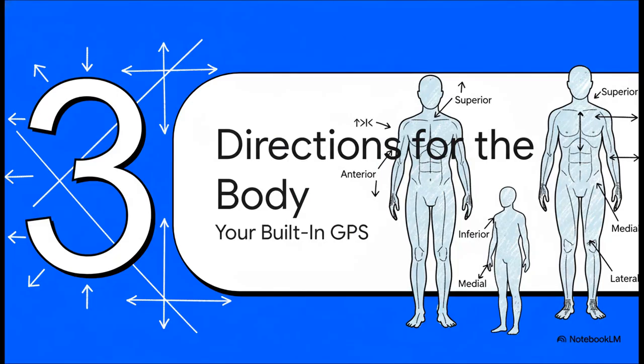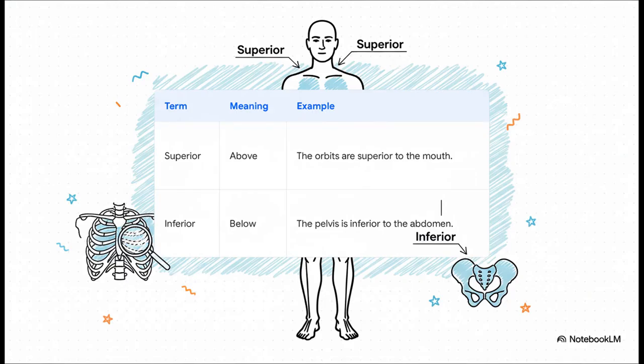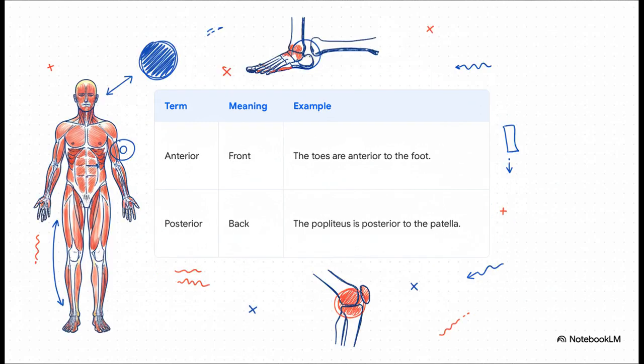Okay, so with our starting point locked in, we can finally learn the core vocabulary, the specific directions for the body. The absolute best way to think about these terms is like a built-in GPS, giving you precise turn-by-turn directions from one point to another. First up, let's talk about up and down. Superior just means above or closer to the head. So for example, your eye sockets, your orbits, are superior to your mouth. And the opposite is inferior, which means below. So your pelvis is inferior to your abdomen. Easy enough, right?